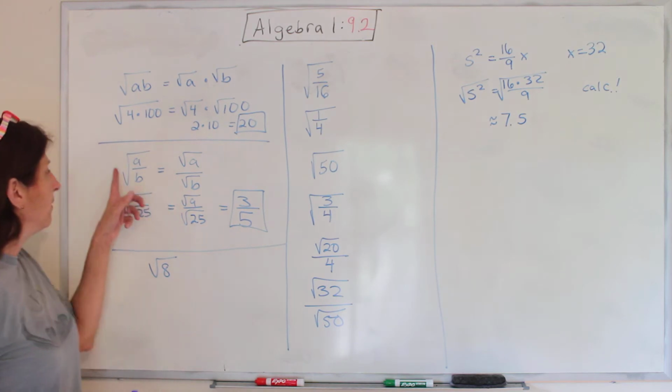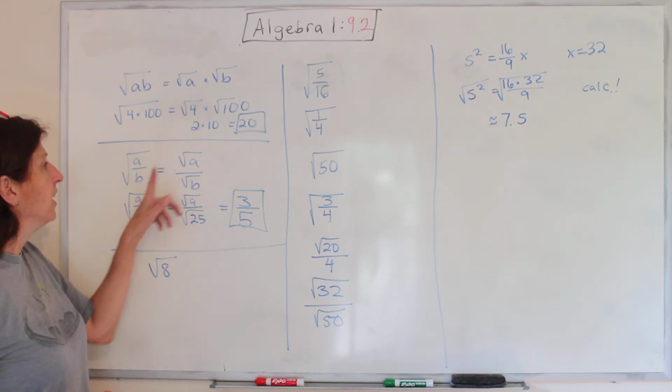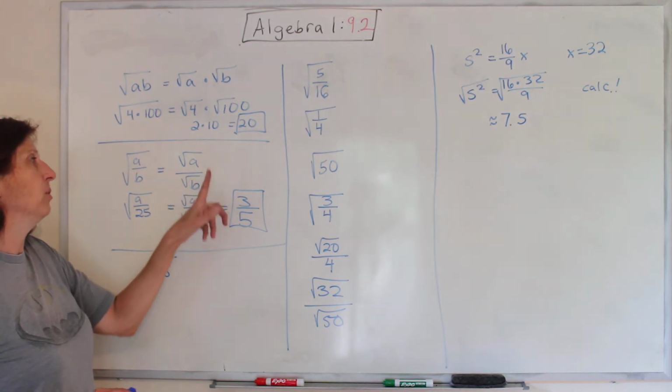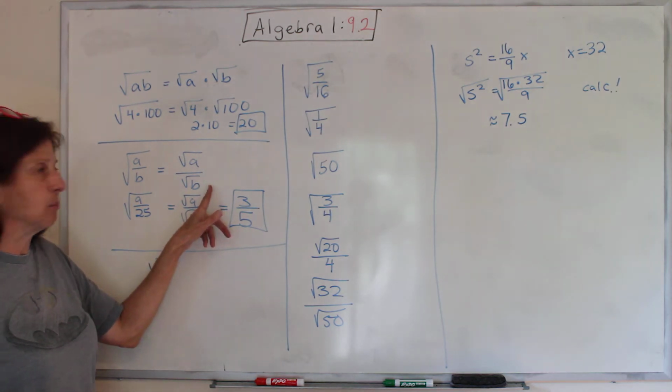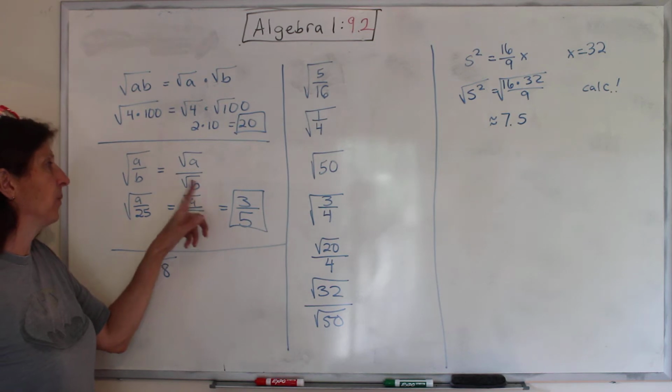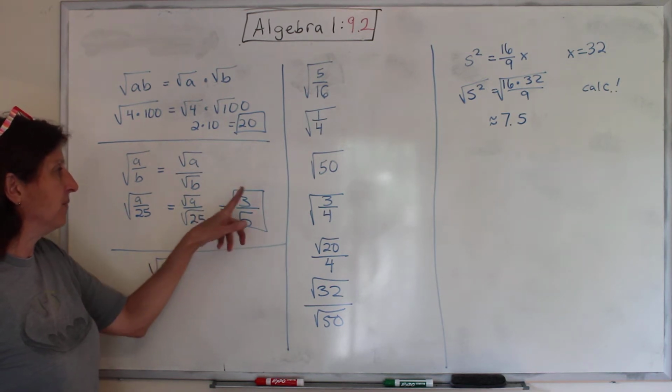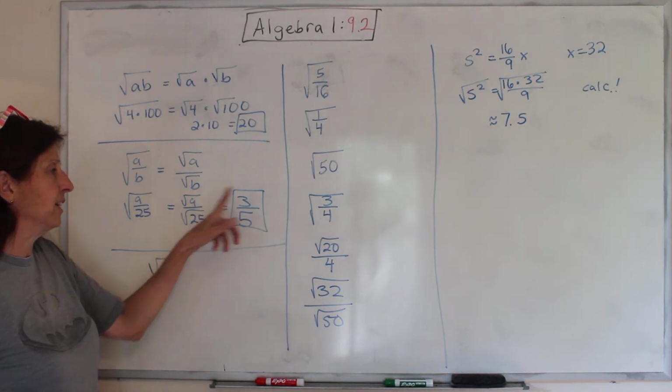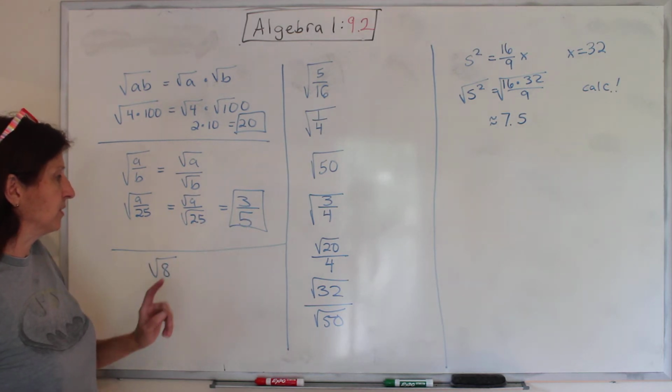Here's another one. If you have a square root over a fraction, you can take the square root of the numerator and the denominator separate. So if we have the square root of 9 over 25, that's the square root of 9 over the square root of 25, 3 over 5, because 3 times 3 is 9, 5 times 5 is 25.